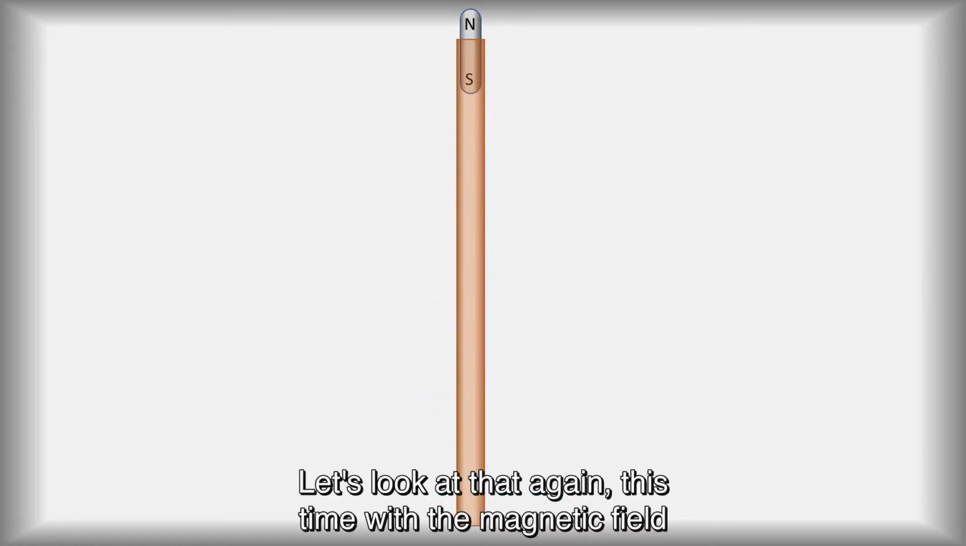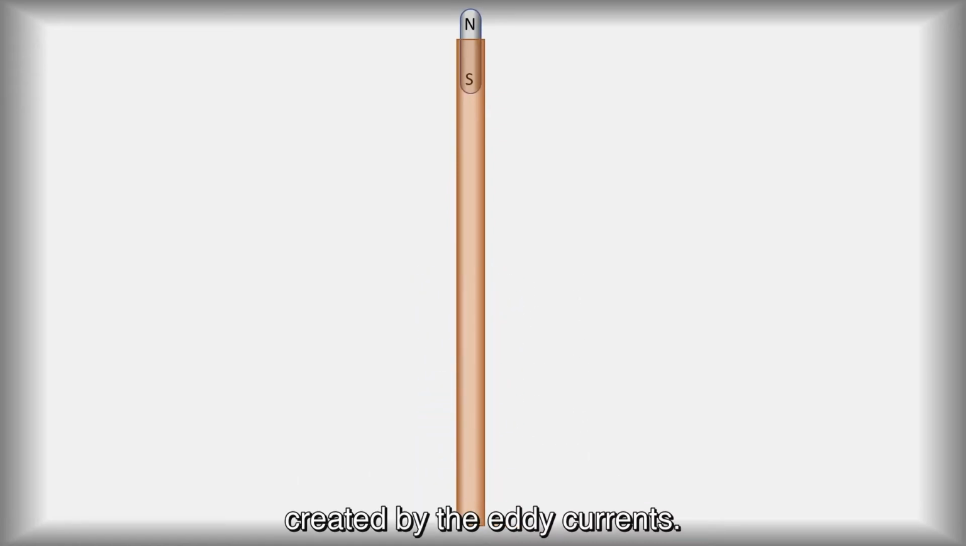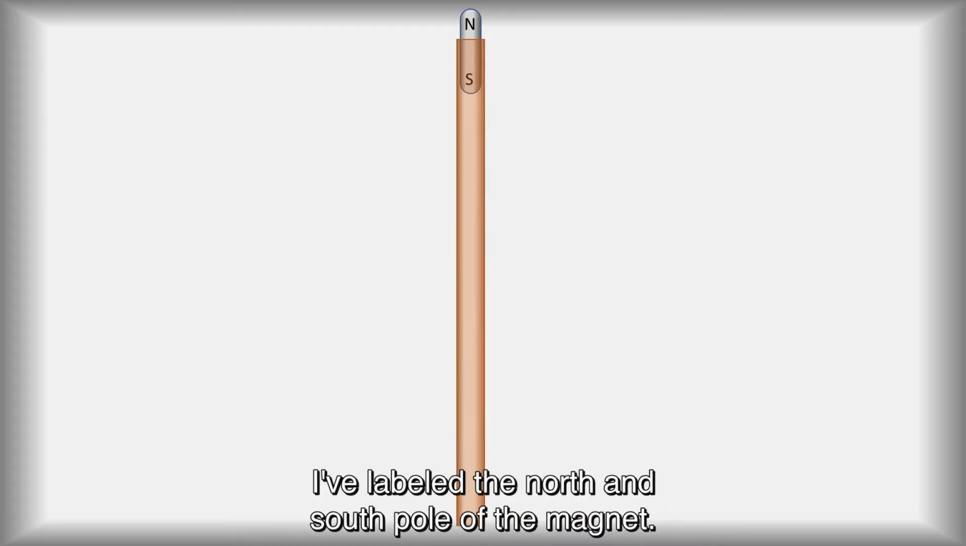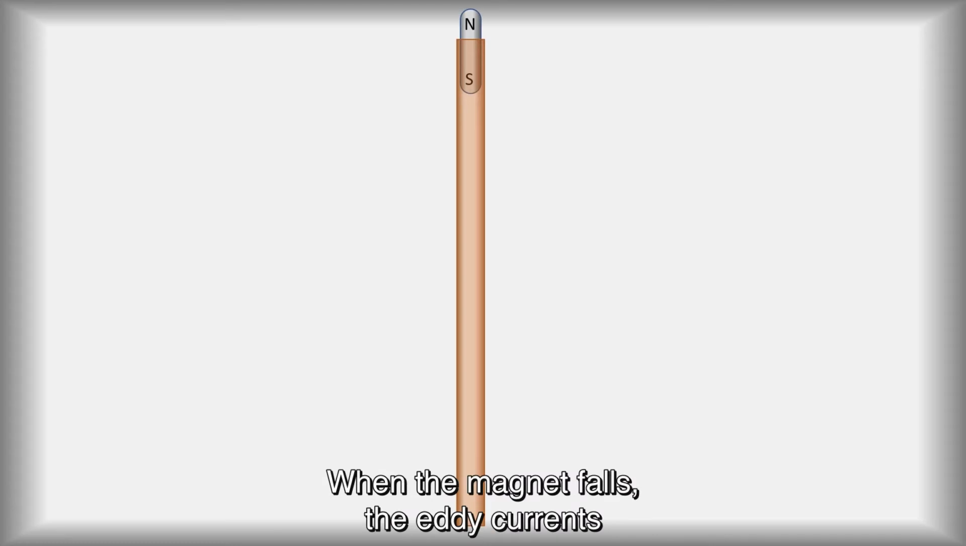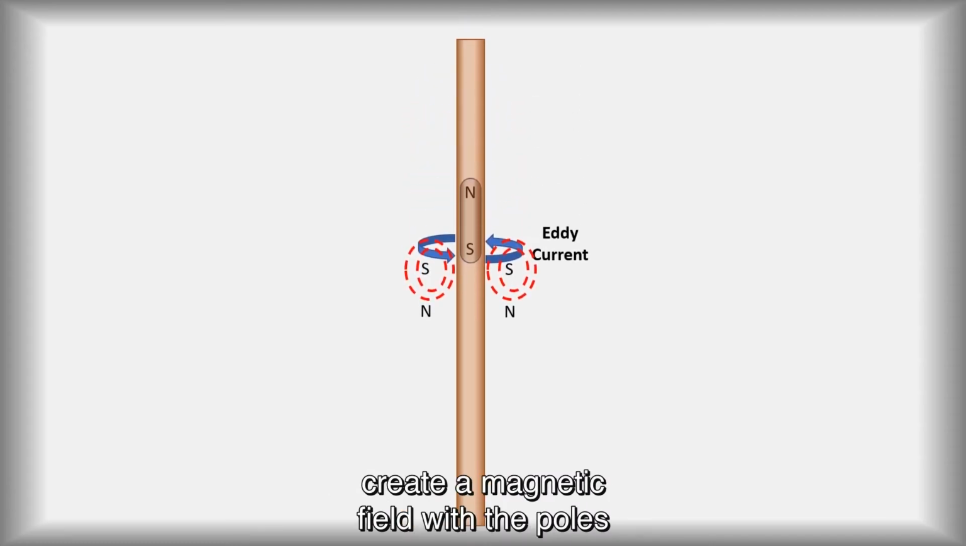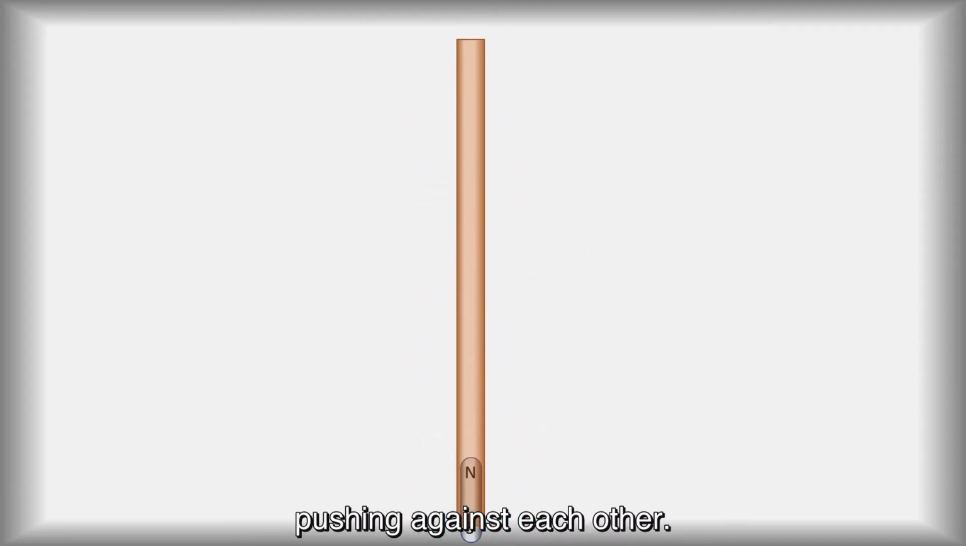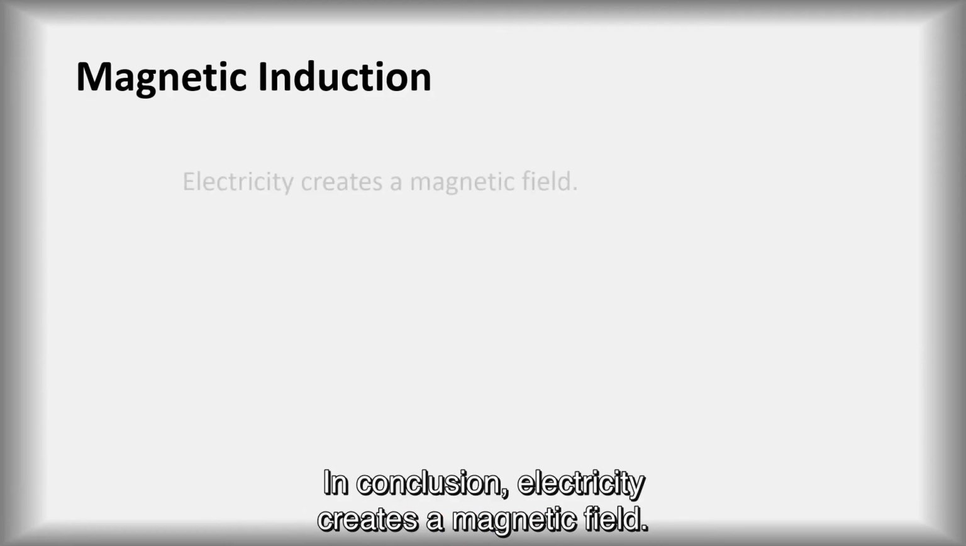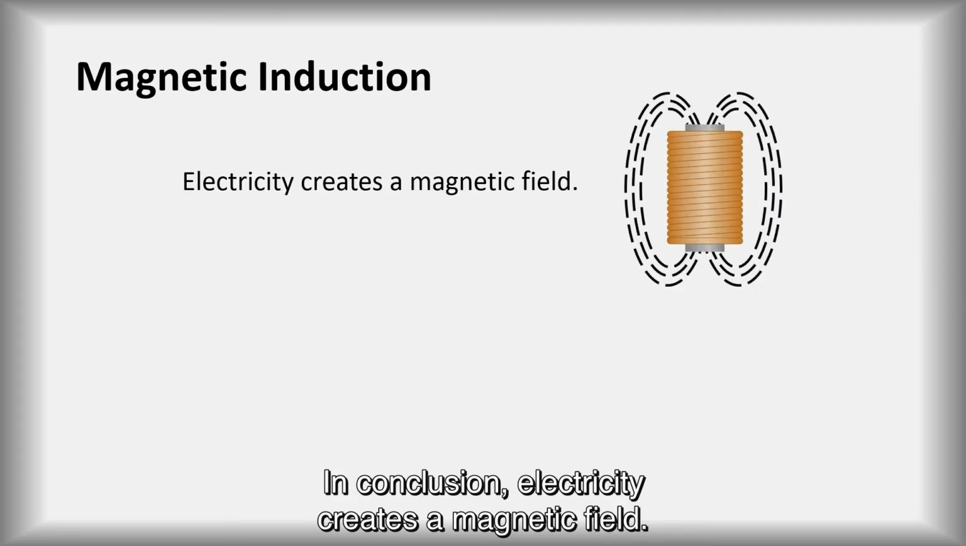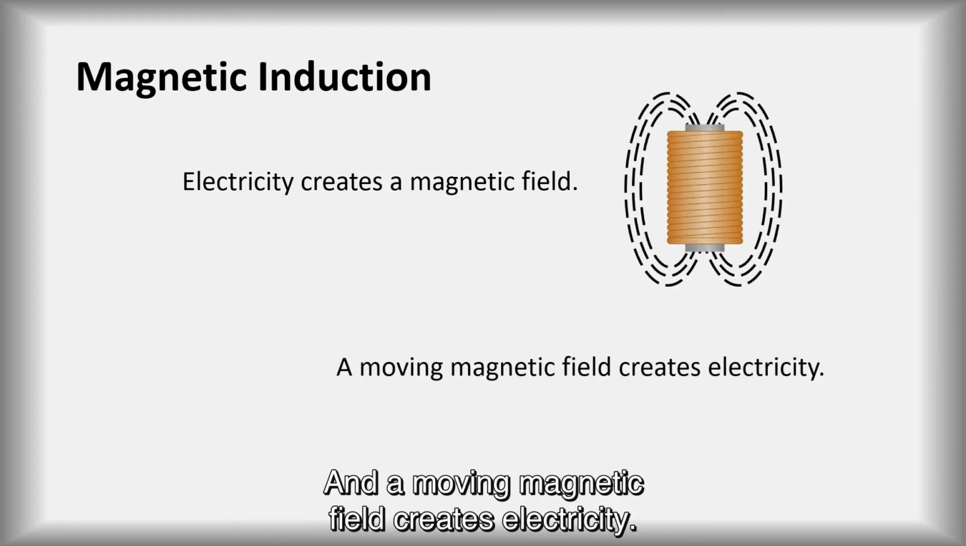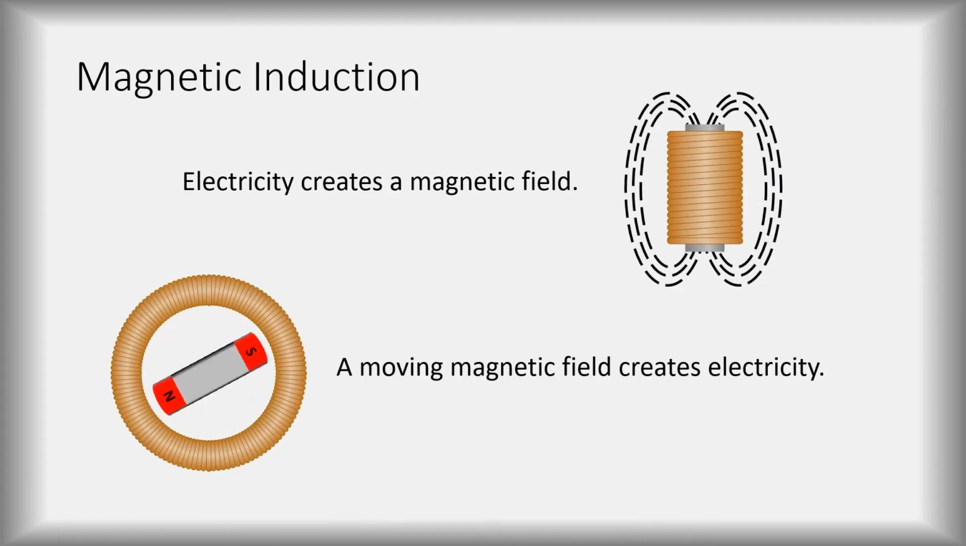Let's look at that again, this time with the magnetic field created by the eddy currents. I've labeled the north and south pole of the magnet. When the magnet falls, the eddy currents create a magnetic field with the poles pushing against each other. In conclusion, electricity creates a magnetic field, and a moving magnetic field creates electricity.